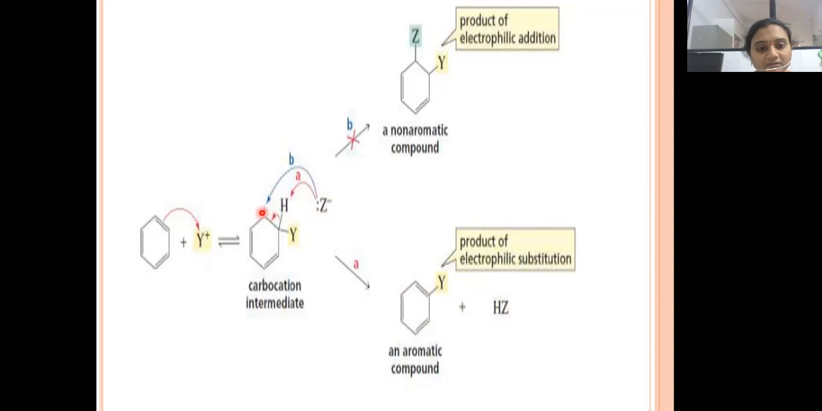Here the benzene ring loses its aromaticity. In case A, benzene does not lose any aromaticity and gives the electrophilic substitution product. So here it loses its aromaticity, which is why the product is not stable, more reactive. Here the product is stable, less reactive. So that is why benzene undergoes substitution reactions rather than addition reactions. This is the addition product. This is the substitution product. Here it loses its aromaticity. Here it retains its aromaticity. This is the major reason.